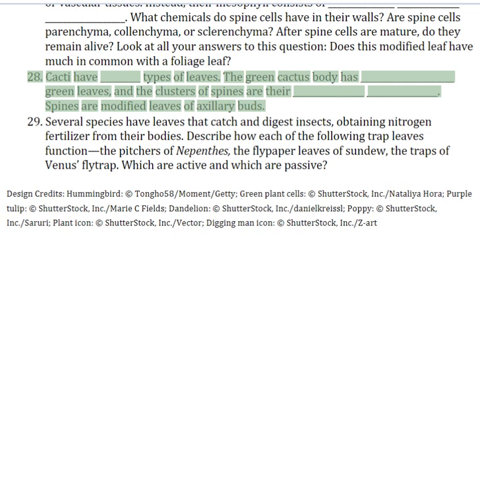28. Cacti have two types of leaves. The green cactus body has green leaves, and the clusters of spines are there. Spines are modified leaves of axillary buds.